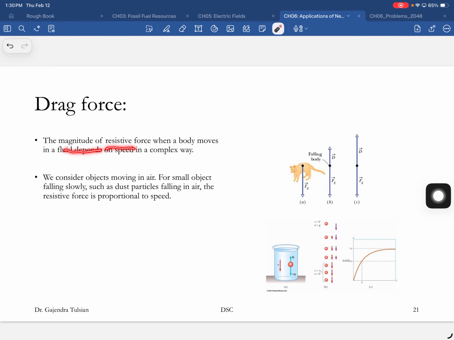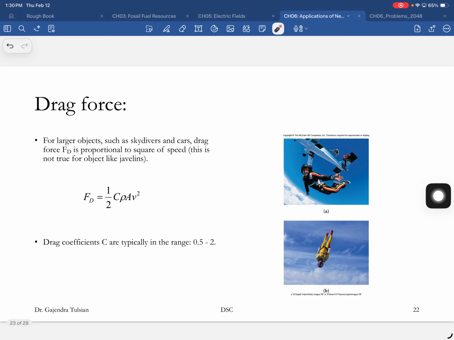The magnitude of the resistive force when a body moves in a fluid depends on its speed in a complex way. We consider objects moving in air. For small objects falling slowly, such as a dust particle falling in air, the force is proportional to speed. But for large objects, such as skydivers, the drag force is proportional to speed squared. In this formula, the drag force is 1/2 C, where C is the drag coefficient, and that depends on the shape of the object.